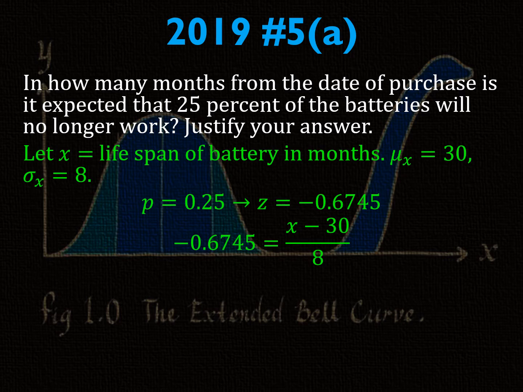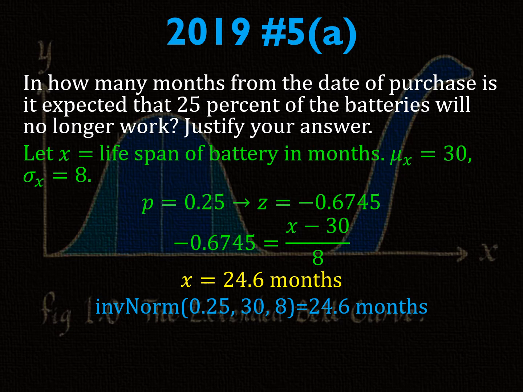So now you're going to put that into your z-score formula. Negative 0.6745 equals (x minus 30) over 8, where x is what you are solving for. You're unstandardizing the z-score. And it turns out that x is 24.6 months. You could also have used inverse norm in your calculator to get the number. 0.25 is the area to the left, 30 is the mean, 8 is the standard deviation. Put that in your TI and you get 24.6 months.